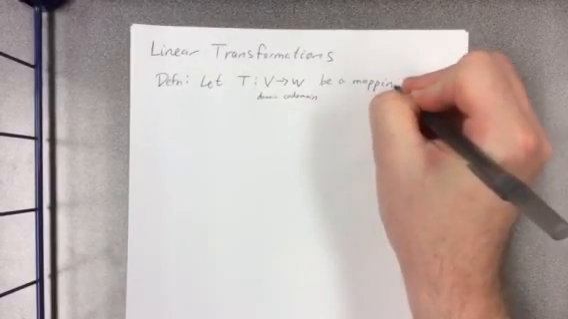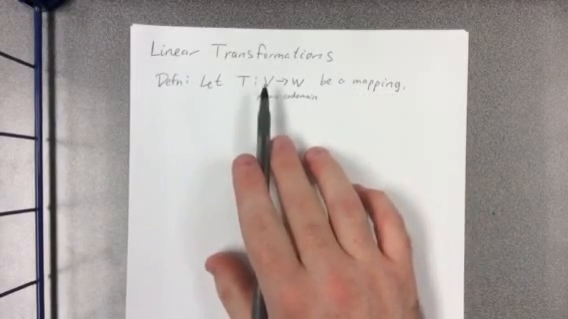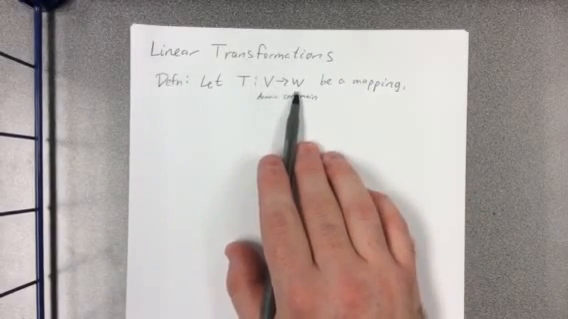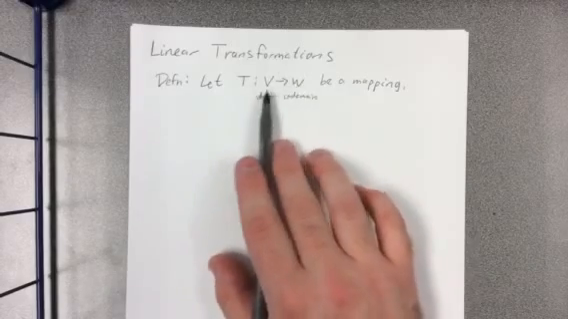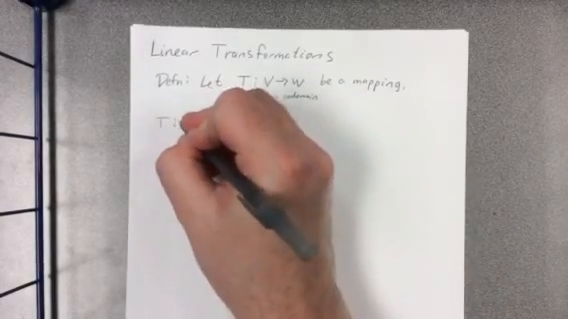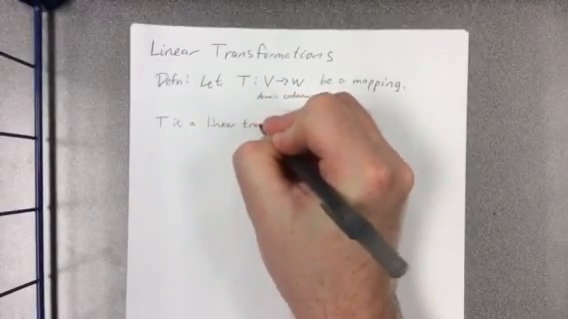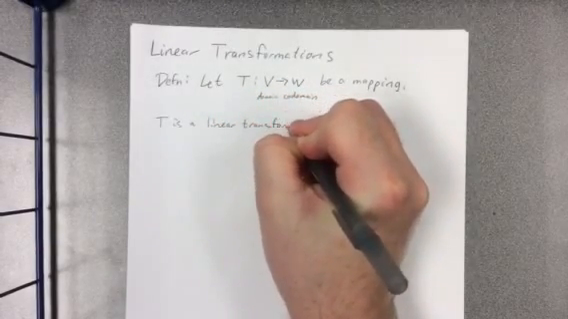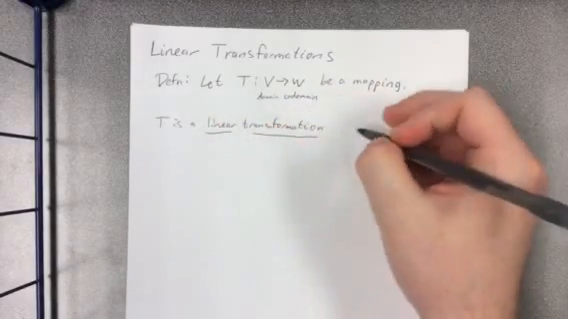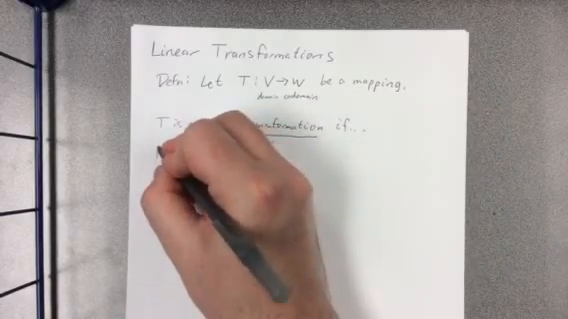And we'll let that be a mapping, which simply means we're going to input a vector from the vector space V, and we're going to output a vector in the vector space W. Sometimes these are the same vector spaces, so it's not really that big a deal. T is considered to be a linear transformation. Oh, that's an important one. Let's underline that one. T is a linear transformation if it contains two additional properties.